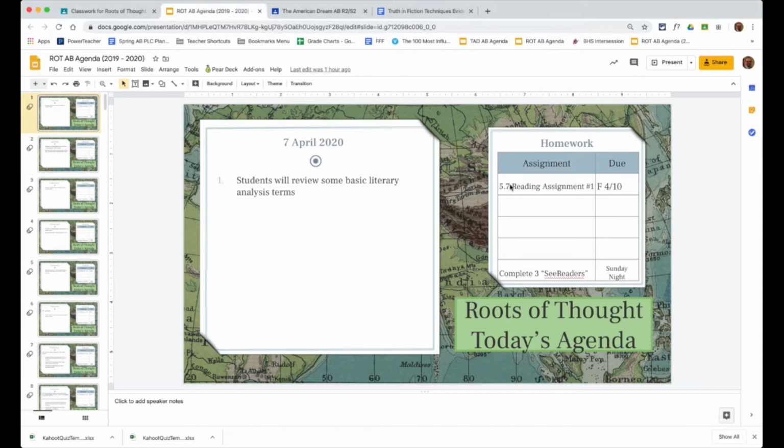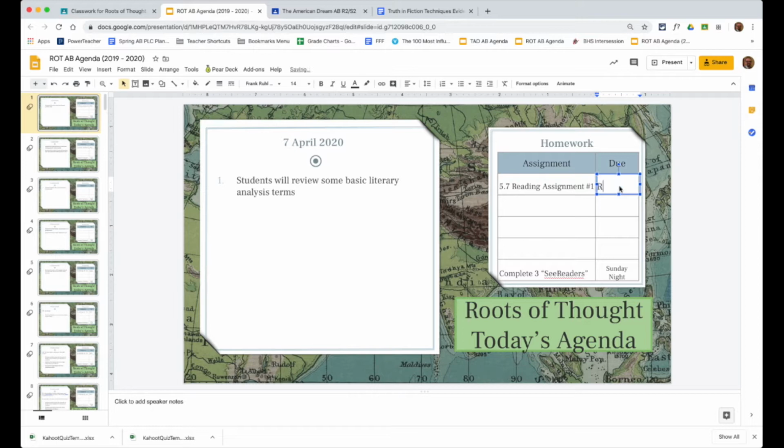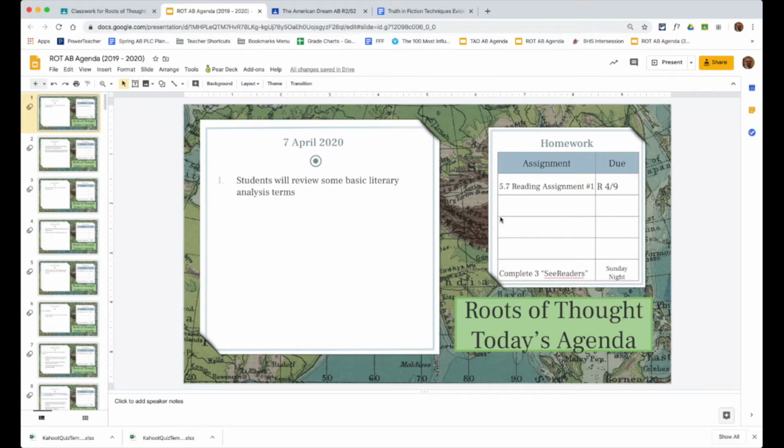But while we're over here on this agenda slide, let's just point out that we're going to make a slight adjustment here. We're actually, this is rare, moving a reading up a day. So the first reading assignment is now due 1 day earlier on Thursday.